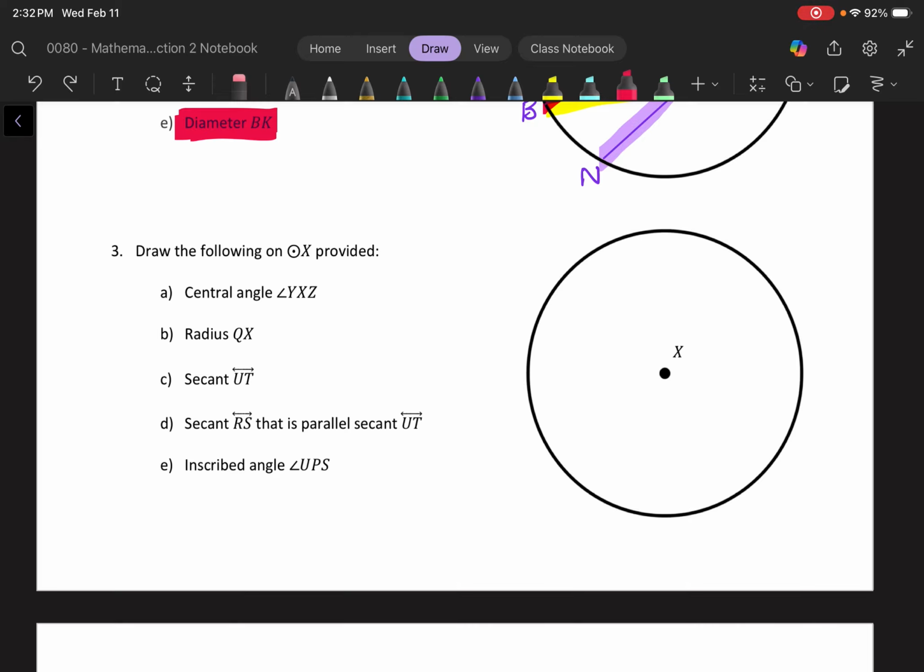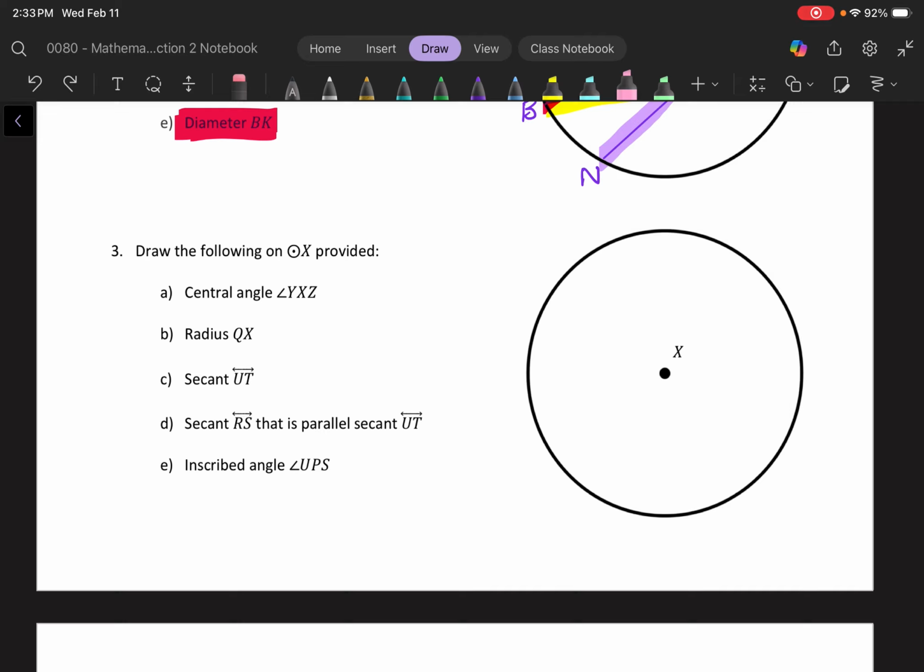Okay, and welcome back. So, when we take a look at this, we are talking about circle X, right? And that means that this point X happens to be the exact center of the circle. There's no ifs, ands, or buts. It was named that way, so it must be that way.